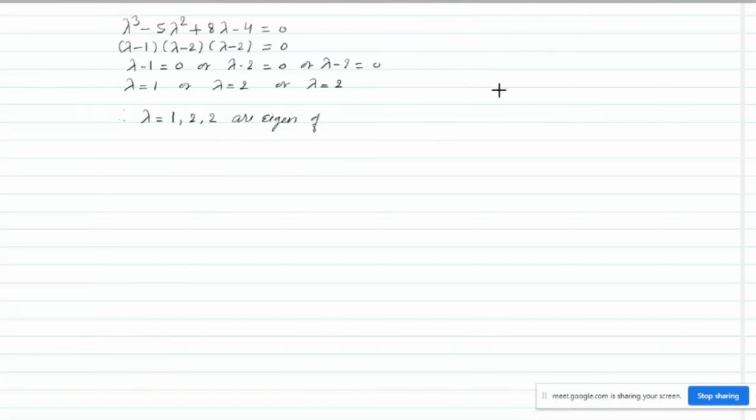See, so we always pick the constant term. Okay, the last term is what? The last term is 4. And what are the possible divisors of 4? We can divide 4 by 1, 4 by 2 and 4 by 4. And can you divide 4 by any other number?